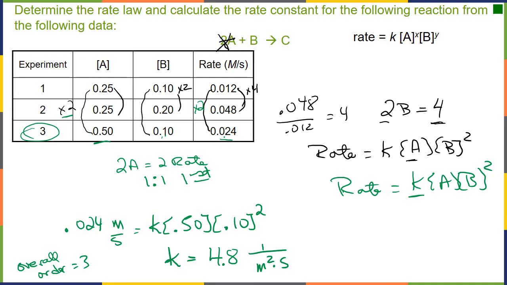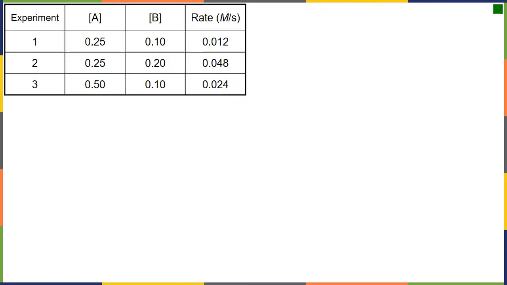Let's do it longhand as well, make sure it makes sense. All right, so let's do the same one longhand. Again, to do this, we have to hold one of these constant, vary another, and compare it to the rate. We're still going to start with rate is equal to some rate constant multiplied by the concentration of A raised to some value X. You can use any variable you want. Times B raised to the Y, and our job is to find X, Y, and K. To do this, we've got to hold some stuff constant.